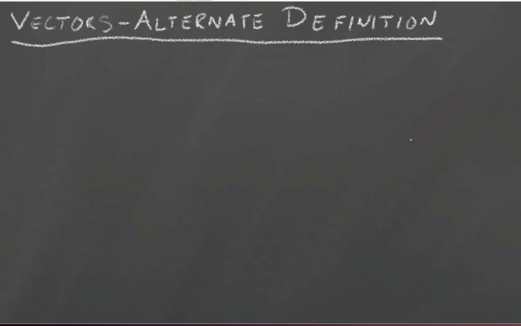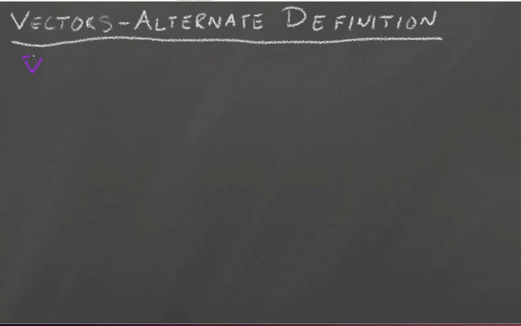So last time when we talked about vectors, we talked about them in the standard way, which is that a vector is a quantity that has a magnitude and a direction. Okay? This time I'm going to give a slightly different definition, a more functional definition.